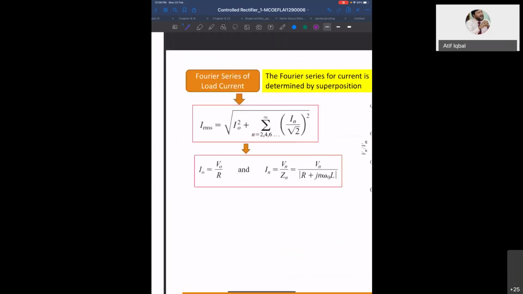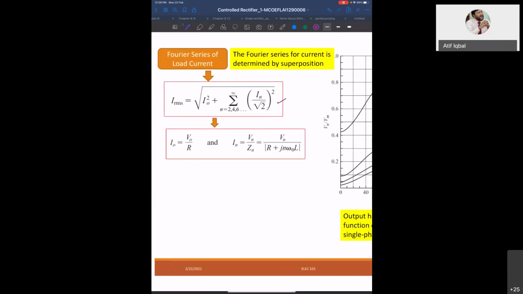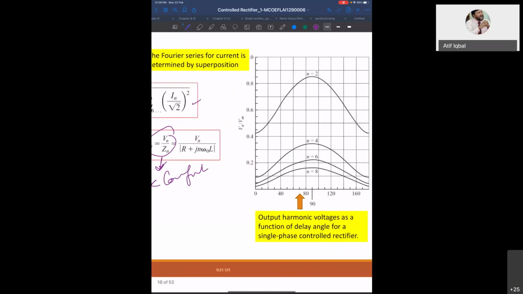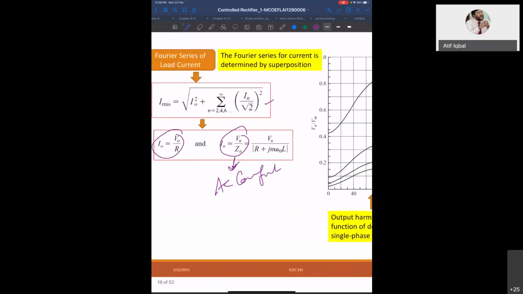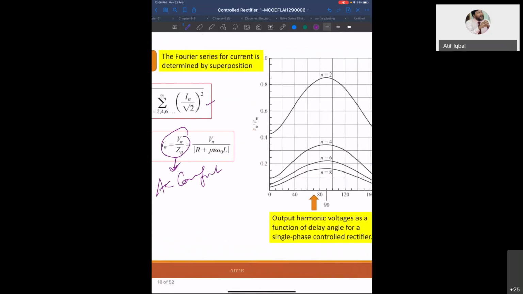This is your RMS current, this is your DC current, and this is the current ripple, that is the AC component of the current. Now, this is the graph, and these analytical equations you can simplify by using this graph.